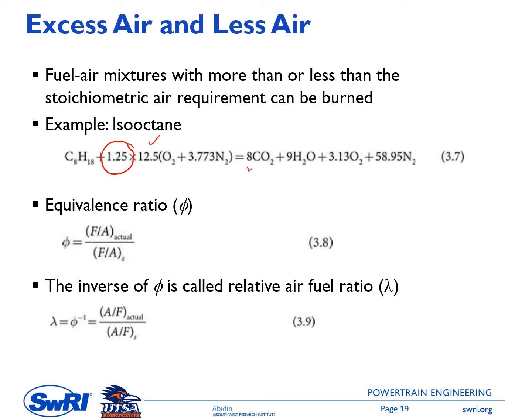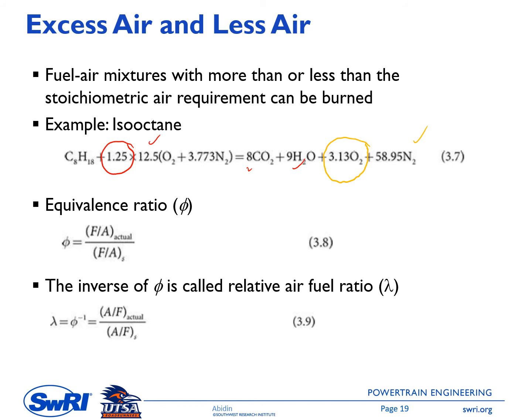In this case, we have 8 mole of CO2, and then we have 9 moles of water vapor. And you can see in here, because we have more air, there is an additional species on the right side, which is oxygen. So in this case, we have 3.13 mole of oxygen plus the nitrogen.